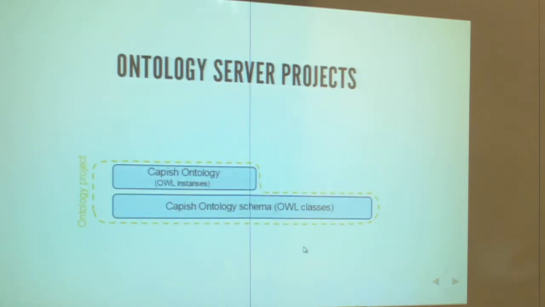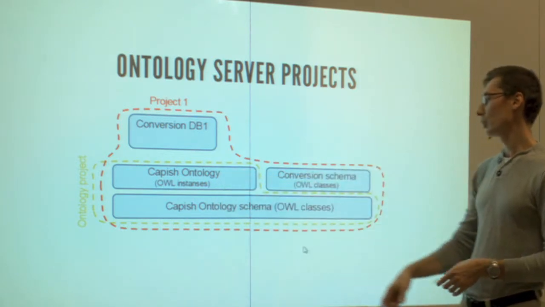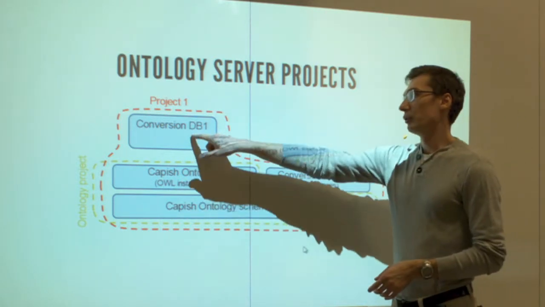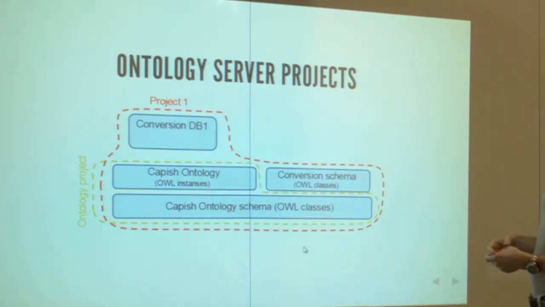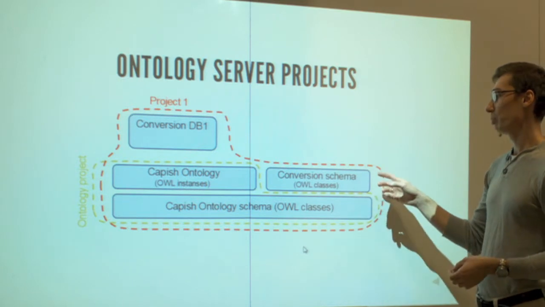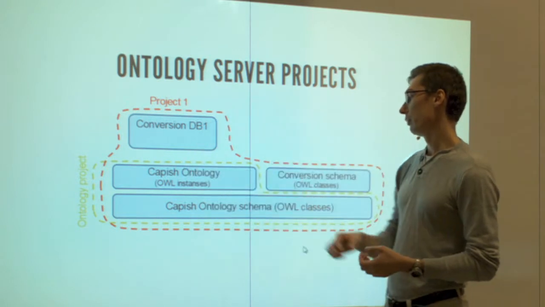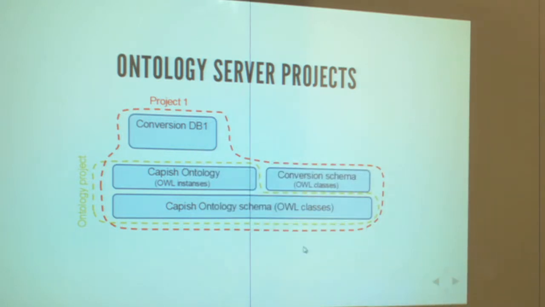However, if you need to do a conversion, you need to add more graphs. So in addition to the ontology itself, you also need the conversion information, which is specific to a project or a customer whose data are being converted. For this purpose, the ontology server mixes 4 graphs together and presents them as one project.